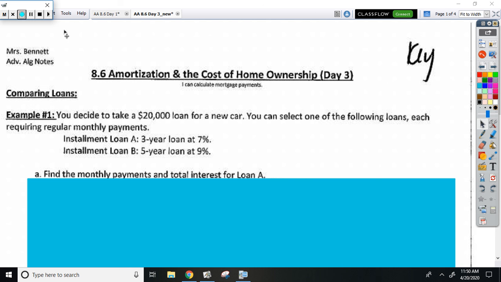Right, in 8.6 day 3, we are looking at comparing loans. So we're going to be looking at two different loans that have either different time periods and different interest rates or what have you. And we're going to be comparing which one is the best bet for us.